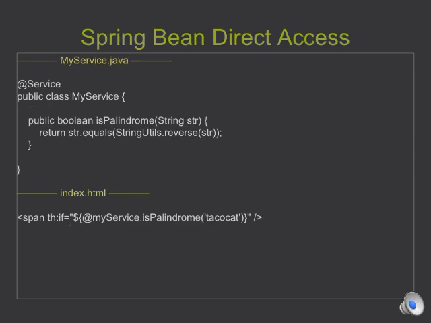If you're using Thymeleaf with Spring, you also get direct bean access. So if you've got a bean called myService, and it's got some method, you can invoke that method within your expression. You can use the @ sign and then your bean name, and you can call methods directly there.